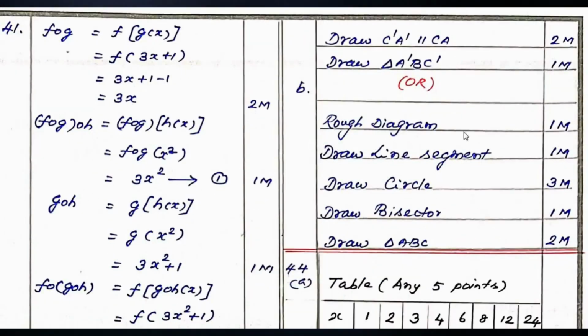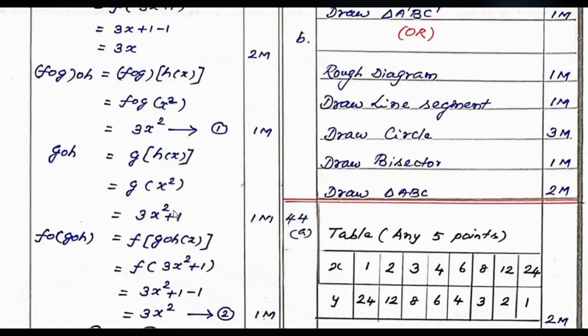Or 43b: rough diagram 1 mark. Draw line segment, 1 mark. Draw circle for 3 marks. Draw bisector, 1 mark. Draw triangle ABC, 2 marks.